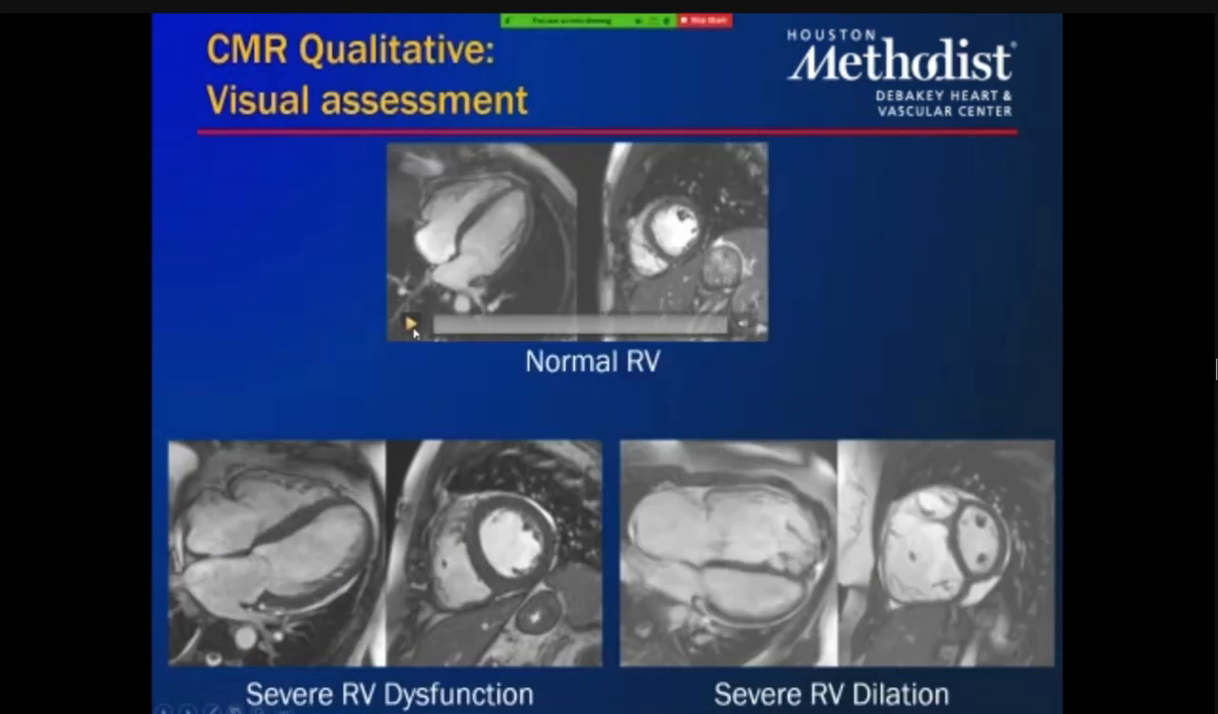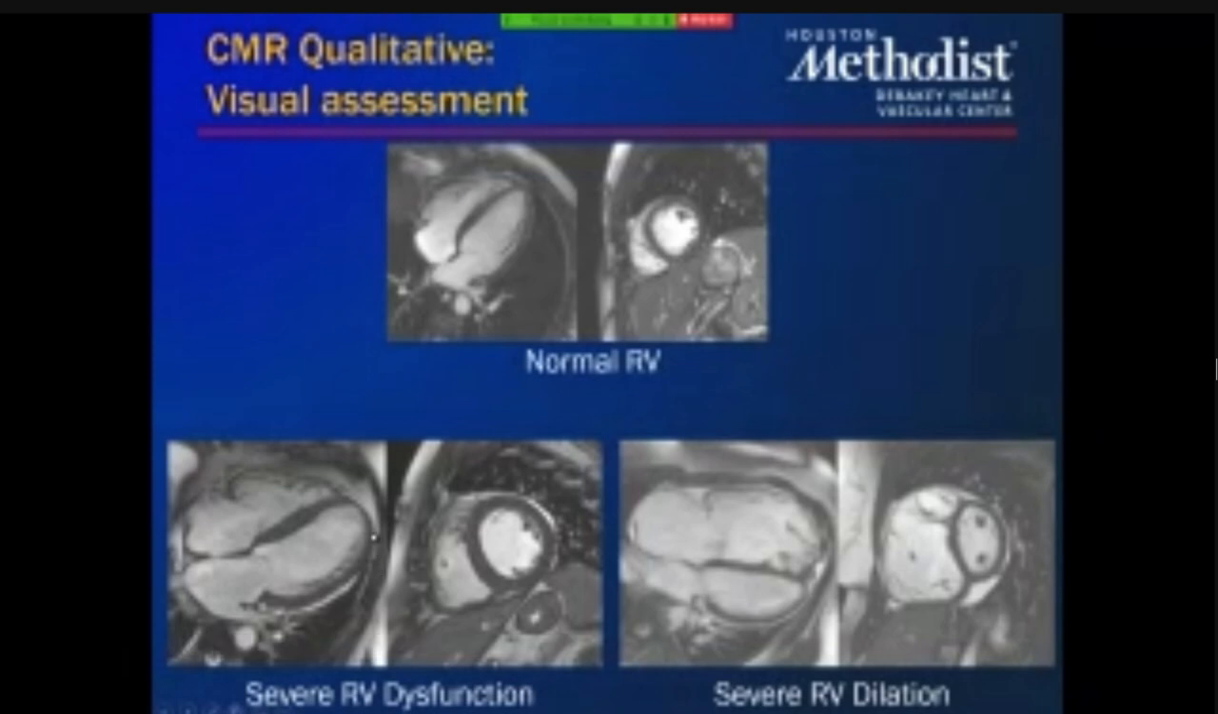Okay. Now, of course, we can also do visual assessments, shown here if this will play. Okay, the view here is not playing, but that's okay. What this top view shows is what a normal RV would look like when it's contracting, and you'll see that there's a contraction of the lateral wall. It shrinks down. You also see the tricuspid descent. So those are different things to pay attention to visually, and you also see the lateral wall in the short axis come in.